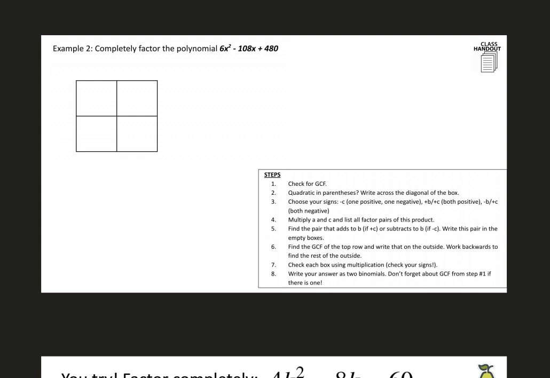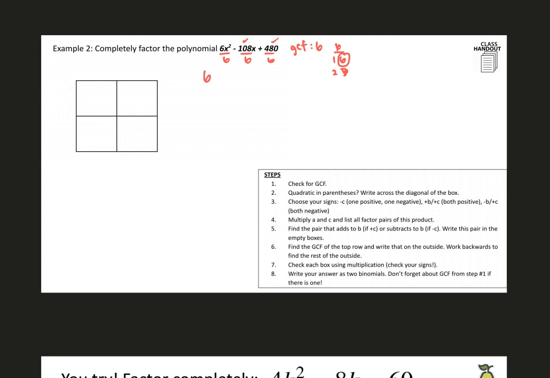All right, here's another example. So first thing we're going to do is check for GCF. And in this problem, it looks like there possibly is a GCF. So if I take my smallest factor, which is 6, and list out those factors, 2 and 3, we have to make sure, I think it could be 6. So 108 divided by 6, I'm just going to pull out my calculator, is 18. So I know that that's a factor of 108. And then 480 divided by 6 is 80. So I know that that's a factor of 480. So that means my GCF is going to be 6. So I'm going to divide everything by 6.